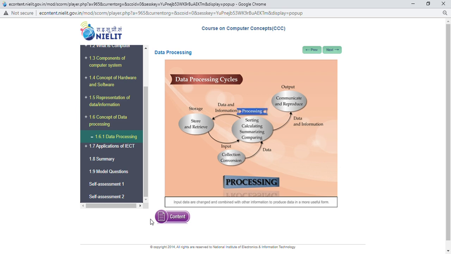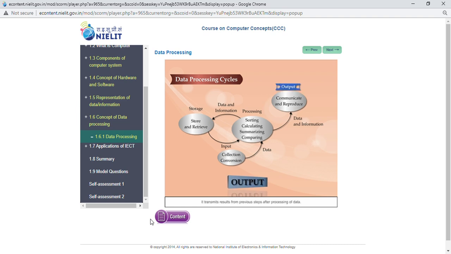Processing. Input data are changed and combined with other information to produce data in a more useful form. The actual data manipulation techniques such as classifying, sorting, calculating, summarizing, comparing, etc. convert data into information.